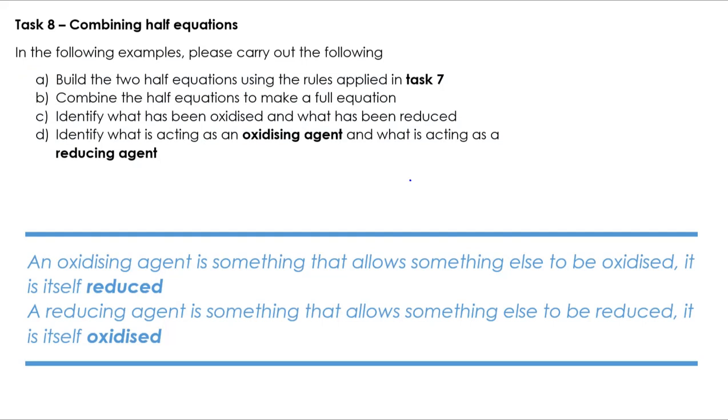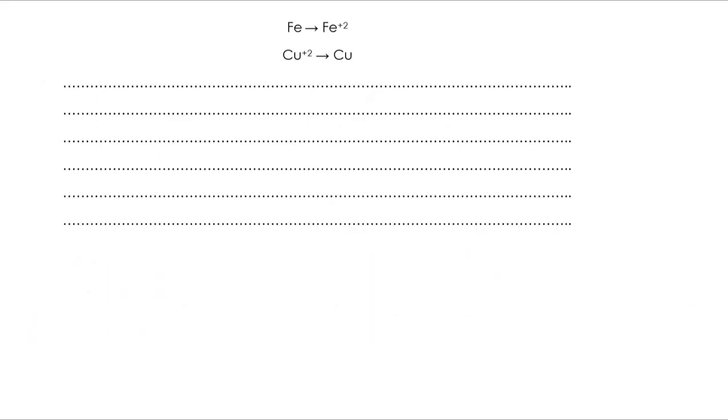In the following examples, what I want you to do is have a go at building the half equations, then combining them, then identify what's oxidized and reduced. But I also want you to say what's acting as an oxidizing agent and what's acting as a reducing agent. And the information in blue here is really important. But I'll talk a little bit more about oxidizing and reducing agents as we continue. So, first example for you to have a go at.